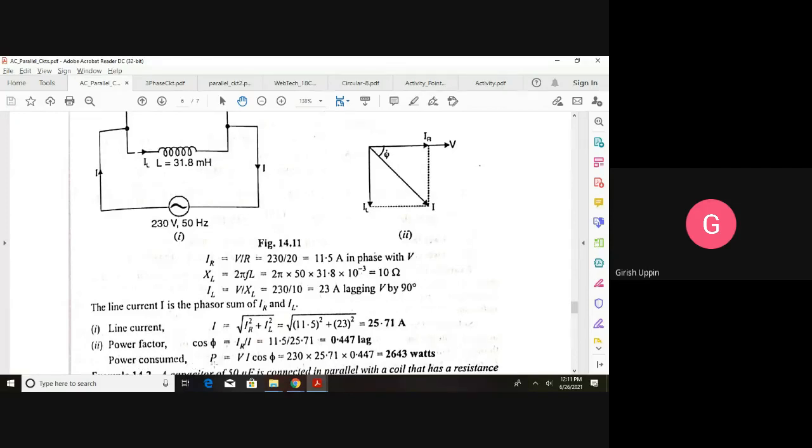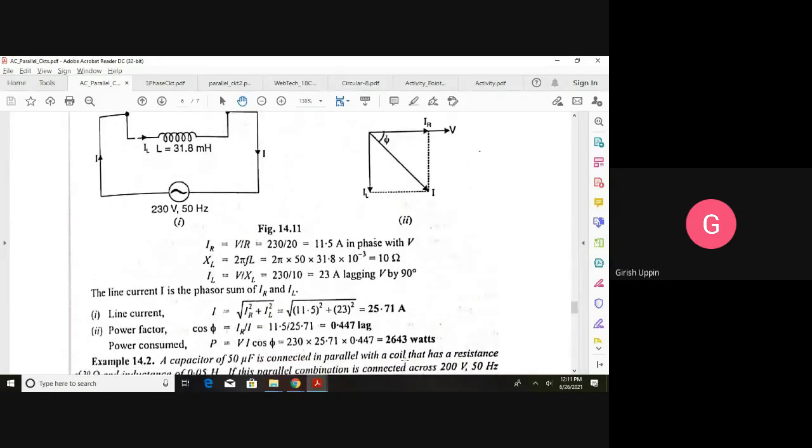We know that it is V into I into cos phi. What is V? Applied voltage. I is the resulting current, so we need that total current. V, I and cos phi are known. You calculate 230 into 25.71 into 0.447. You get 2643 watts. That is the power consumed in that particular circuit.